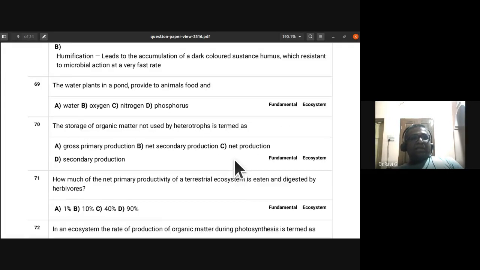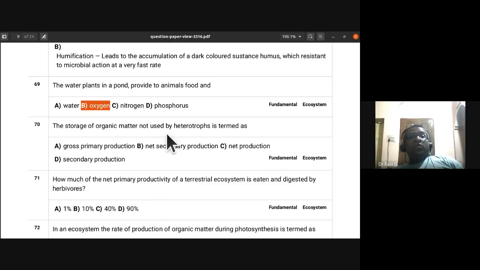The water plants in a pond. So 68 is B. The water plants in a pond provide food to animals, and they also provide oxygen, not only food, but they also provide oxygen. 69th, B is the answer.